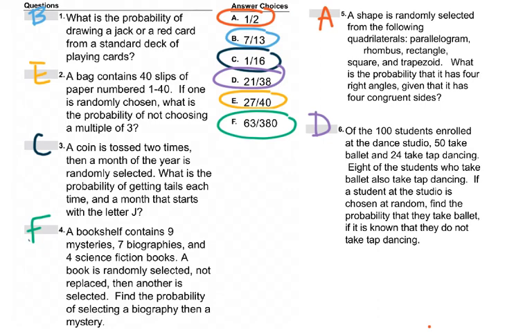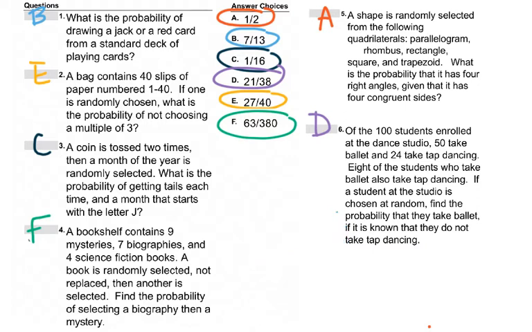Okay, so here are the answers, and it's color-coded, so I'm going to do number 1 first. Probability of drawing a jack or a red card from a standard deck of playing cards. There are 4 jacks out of 52. There are also 26 red cards out of 52, but then you have to take away jacks that are red. So there are 2 of them. So these are the fractions I'm adding and subtracting, and that is how you get 7 out of 13.